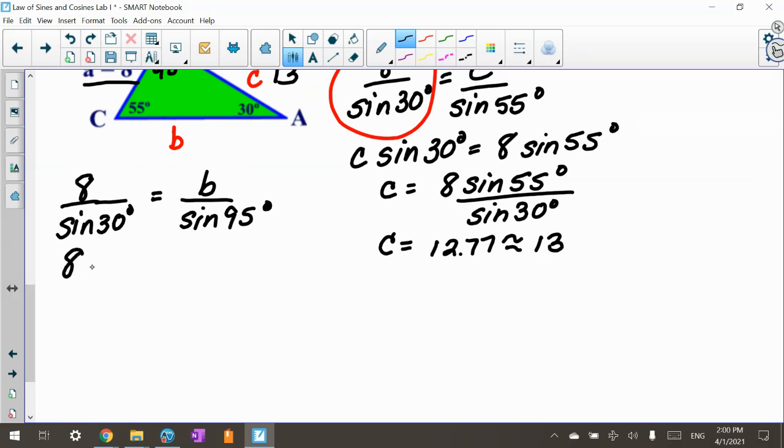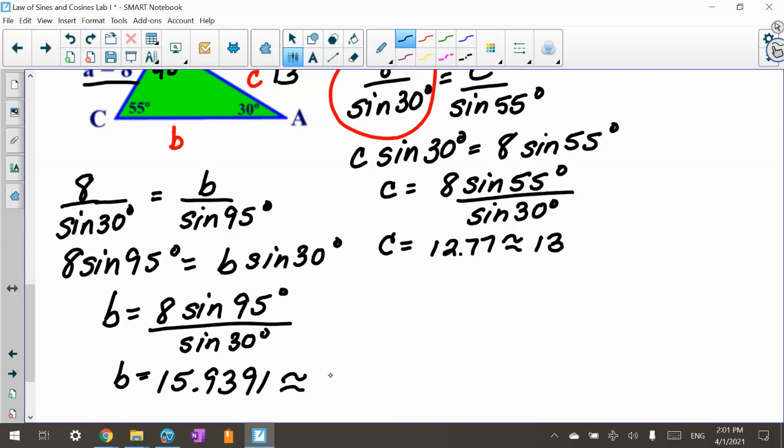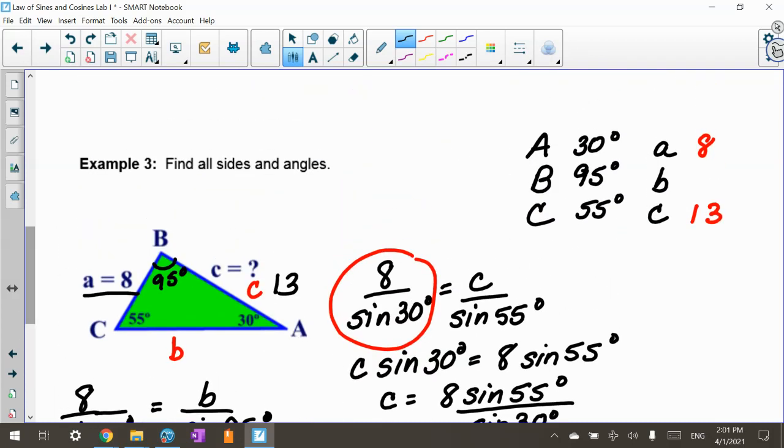So 8 times the sine of 95 degrees, cross multiplying, equals B times the sine of 30. Divide by the sine of 30. So B is going to be 8 sine of 95 degrees all over the sine of 30 degrees. And when I do that, it comes out to be 15.9391 or so. And I'm going to say that side is 16 because everything is going to be a whole number. So now I found all the angles and all the sides.